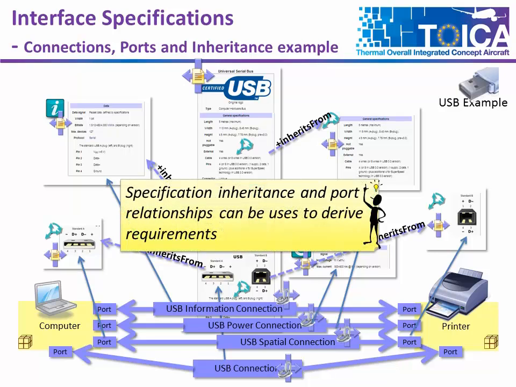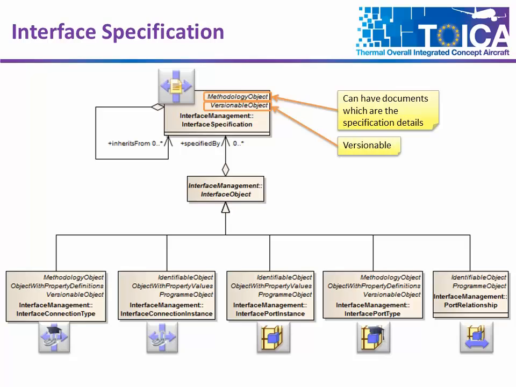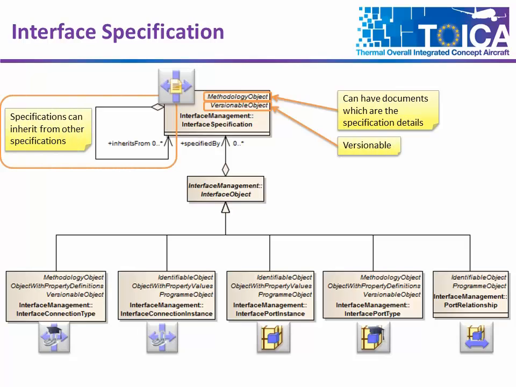Specification inheritance and port relationships can be used to derive requirements. This is the UML for interface specification. An interface specification is a methodology object, so it can have documents which are the specification details for that specification. It is versionable and it can inherit from other specifications. So these are all objects that can have interface specifications.